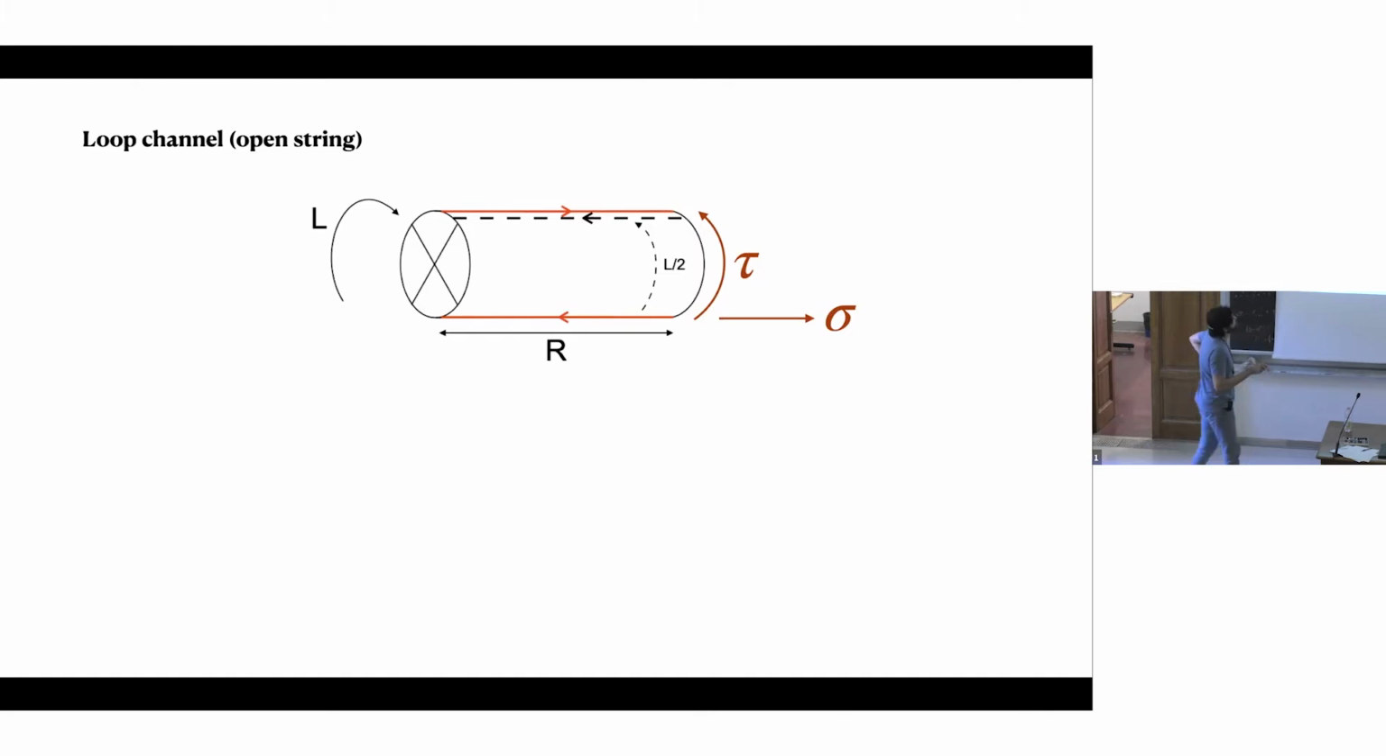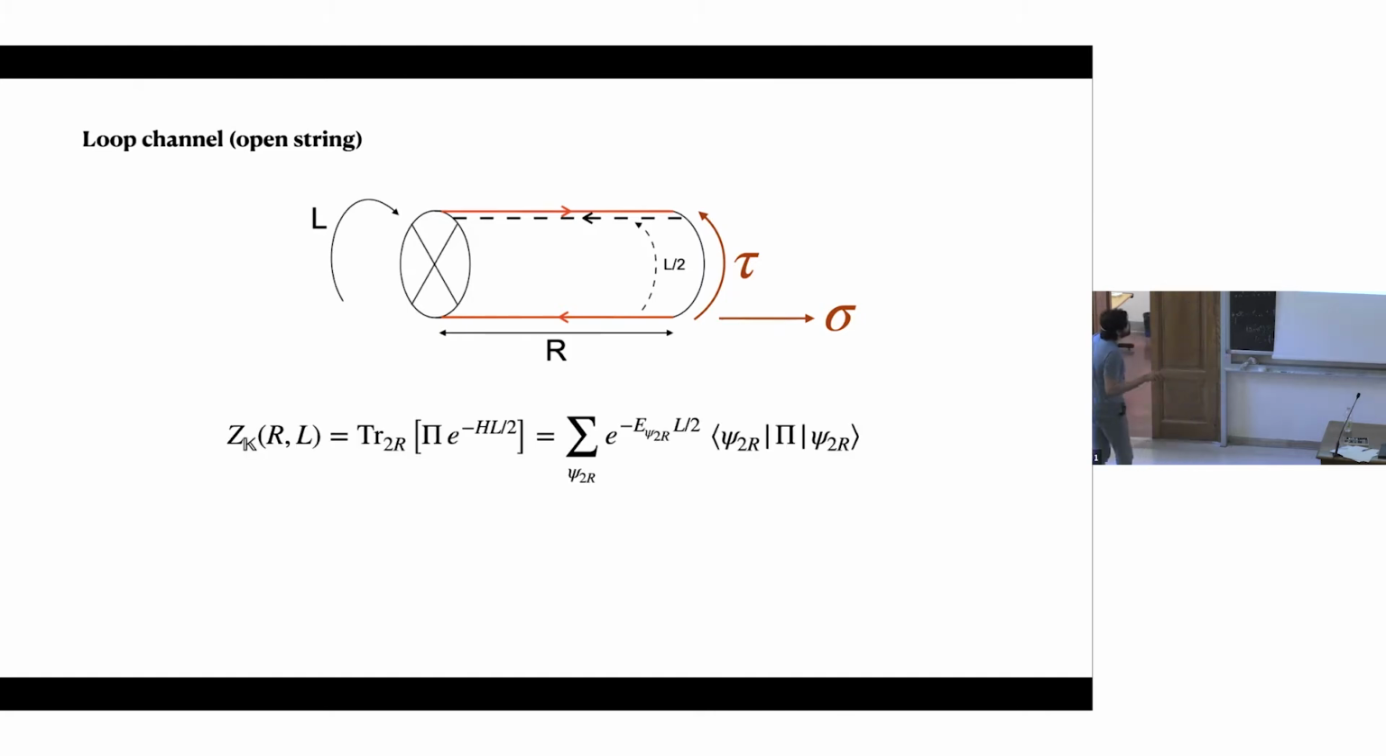So I can restrict myself to states that are quantized in this circle of size r, and then it evolves by the time equal to length over 2. So when it evolves by the time equal to length over 2, it gets back to the top with the opposite arrow. In other words, we start with a state which is quantized on a Hilbert space of size 2r, which is this circle here.